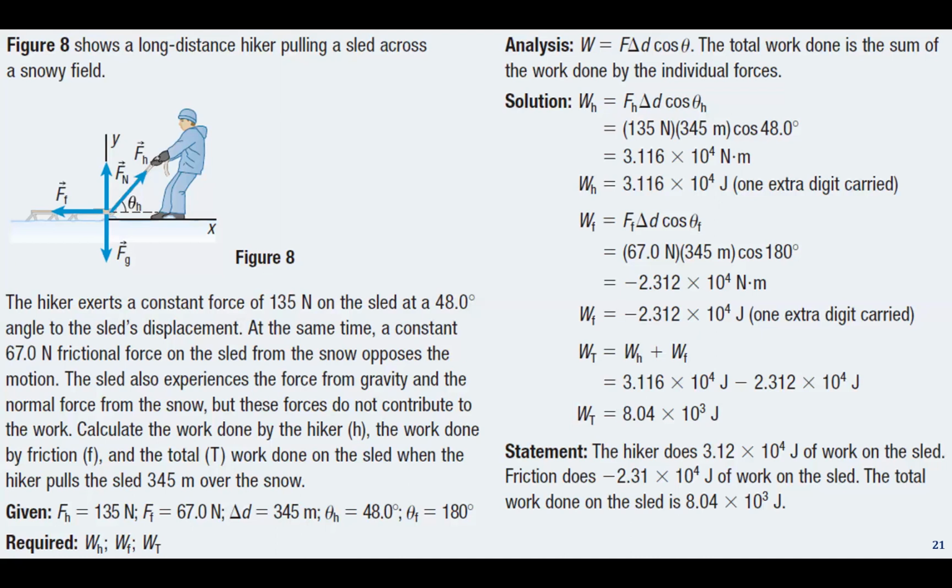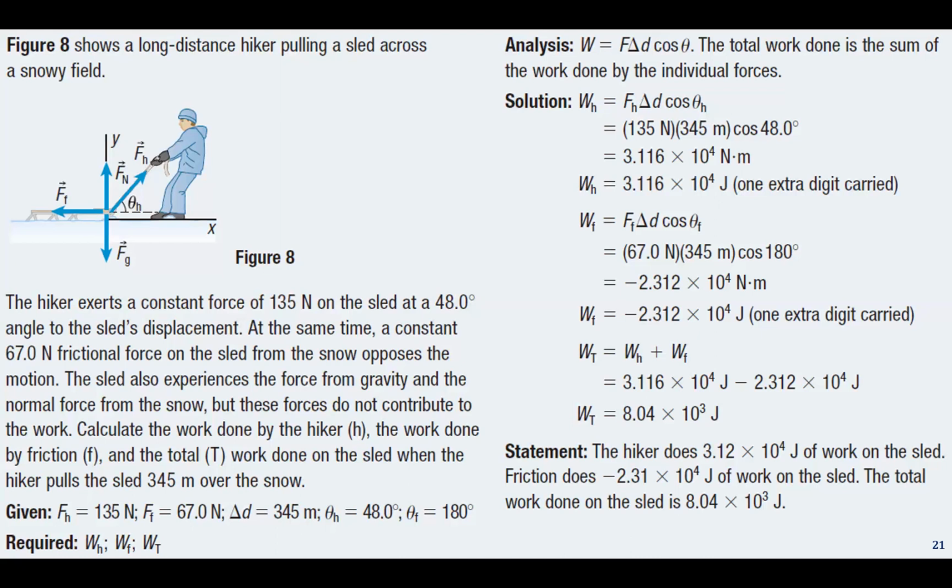And WT, the total work done, is actually the sum of WH and WF, right? Which is given by 3.116 times 10 raised to the power 4 minus 2.312 times 10 raised to the power 4. So note here, the work is a scalar quantity, so we can sum these two numbers directly, right? So the final answer, total work done is 8.04 times 10 raised to the power of 3 joules.